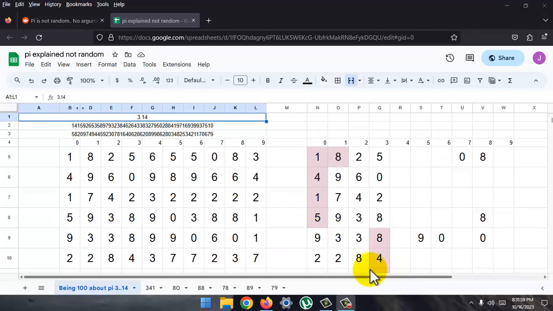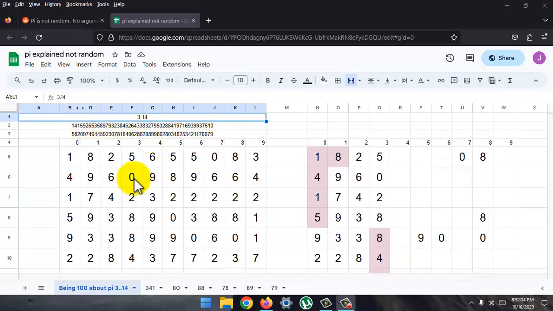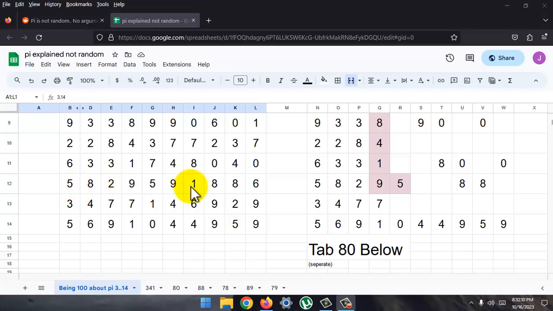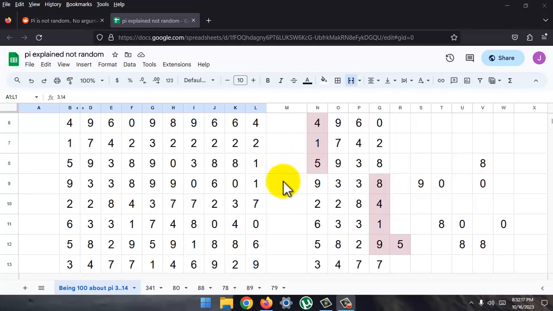So what I did on the left here, I have the pi expansion, and what we did vertically, 14159, 2653. That is right here. I'm going to try to zoom out. I don't know if I can zoom that out. It's just the size it's at. But know that it goes vertically down, hits the next column, goes down, and so on and so forth.